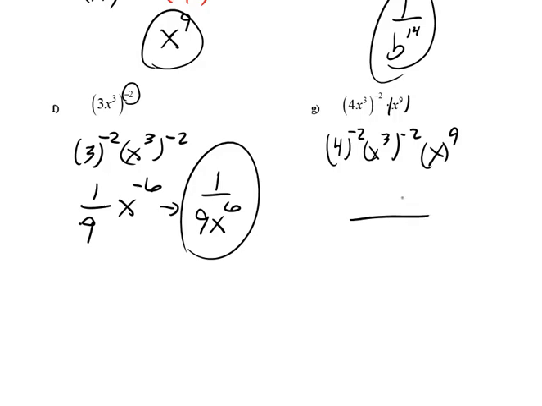4 to the negative 2 is the same thing as 1 over 4 squared. x cubed to the negative 2 is the same as x to the negative 6th. And then we have x to the 9th. So a couple of things we could do here. We could just add these two exponents together. This would give us x cubed, and then 4 squared in the denominator is 16.